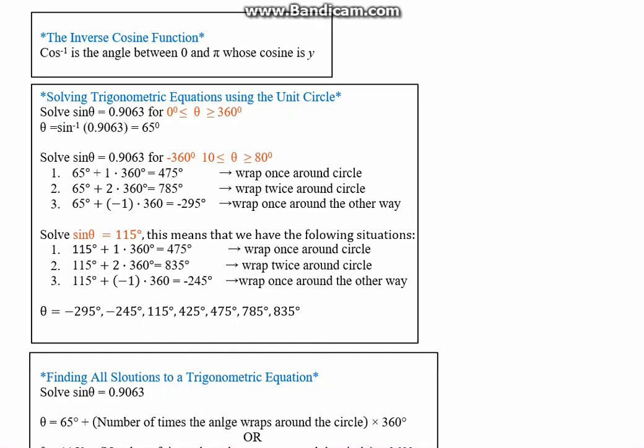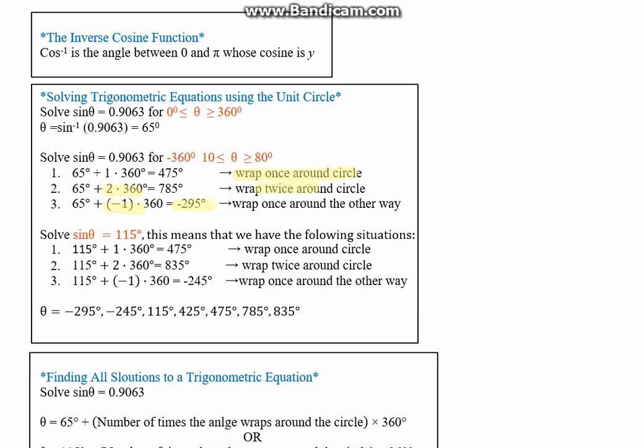find it easily. So 65 degrees plus 1 times 360 degrees is 425 degrees, which is wrapping once around a circle. Then if we do the same thing with 2, it's going to be twice, and if we do -1, it's going to be wrapped once, but the other way around, so it's negative 295 degrees.